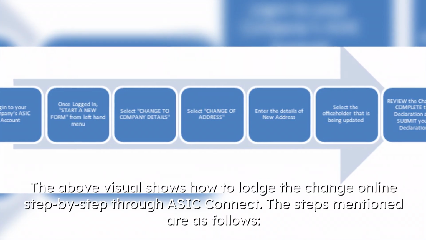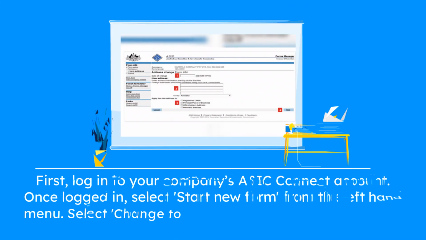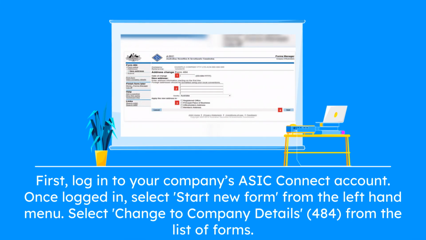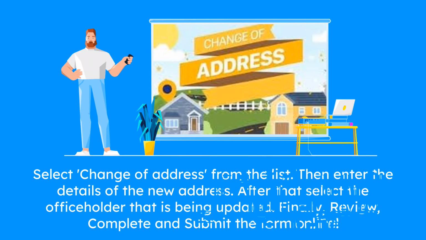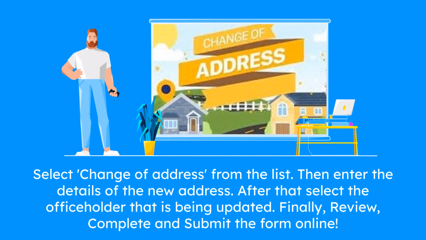The steps mentioned are as follows. First, log into your company's ASIC Connect account. Once logged in, select Start New Form from the left-hand menu. Select Change to Company Details 484 from the list of forms. Select Change of Address from the list, then enter the details of the new address.